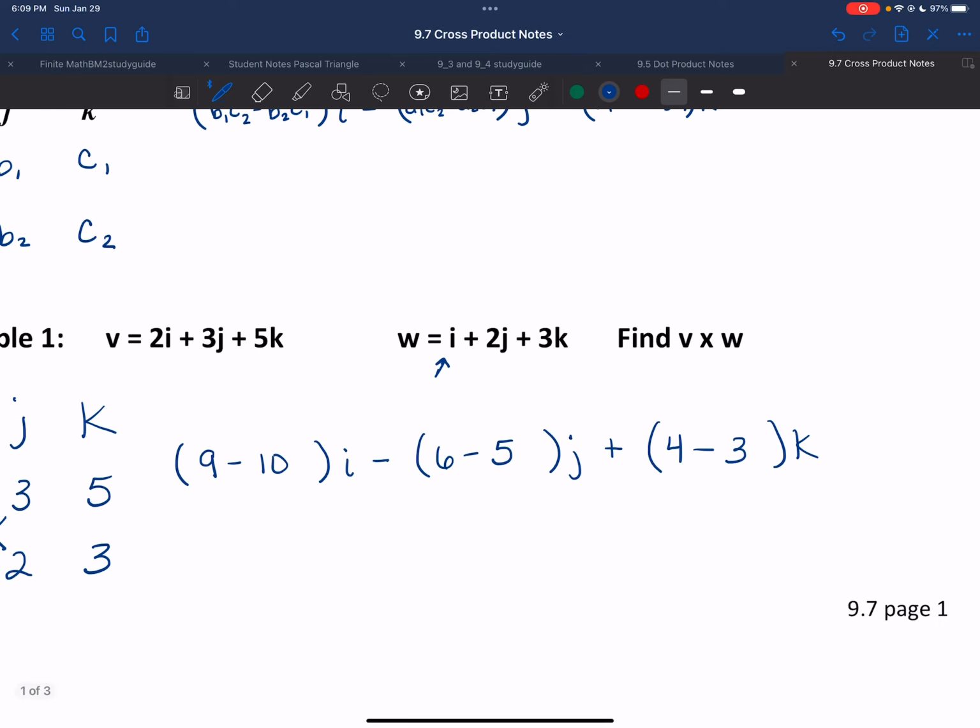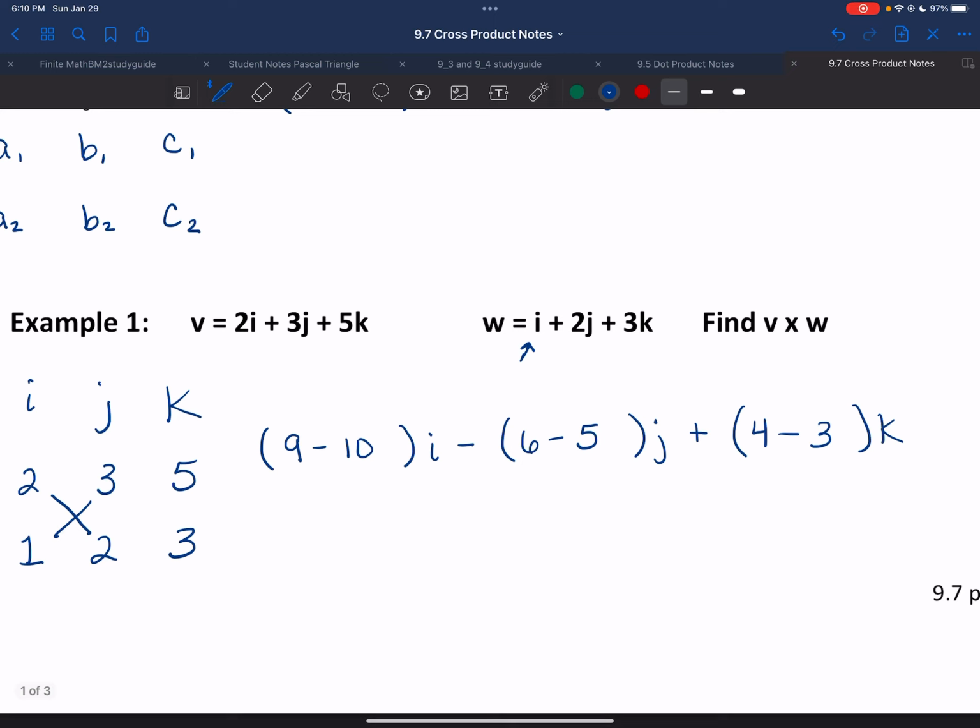Okay, so for this one, 9 minus 10 gives me negative 1i. 6 minus 5 is 1, so minus 1j, right? So this is a positive 1, but I have a negative sign here, so it's going to be minus 1j. And then 4 minus 3 is 1, but there's a plus sign there, so 1k. So I could actually also write this as negative i minus j plus k. So that would be my final cross product of these two vectors.